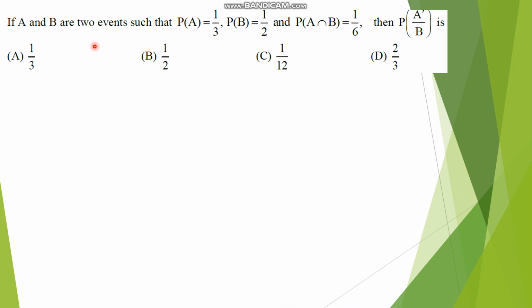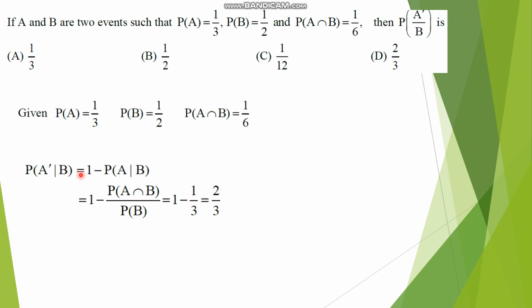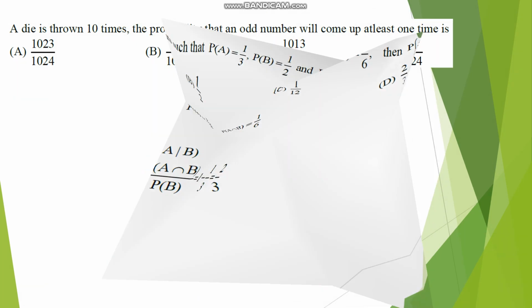Next question. If A and B are two events such that P of A is 1 by 3, P of B is 1 by 2, P of A intersection B is 1 by 6, P of A dash given B is. Now P of A, P of B and P of A intersection B is given. And we know that P of A dash given B can be written as 1 minus P of A given B. And that will be 1 minus, what is the formula? It is P of A intersection B by P of B. Or that is 1 minus, this value is simplified to be 1 by 3, or the answer is 2 by 3, which is option D.